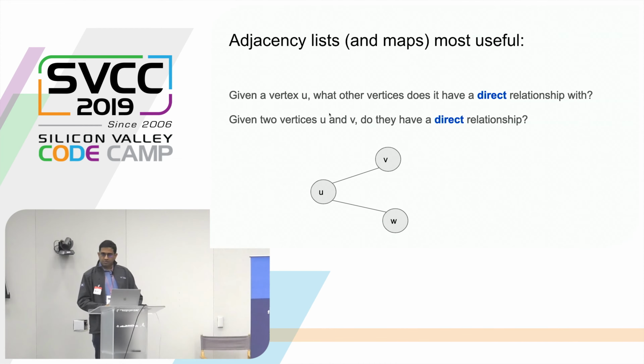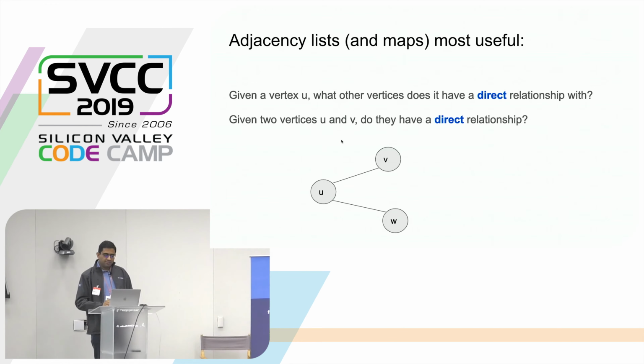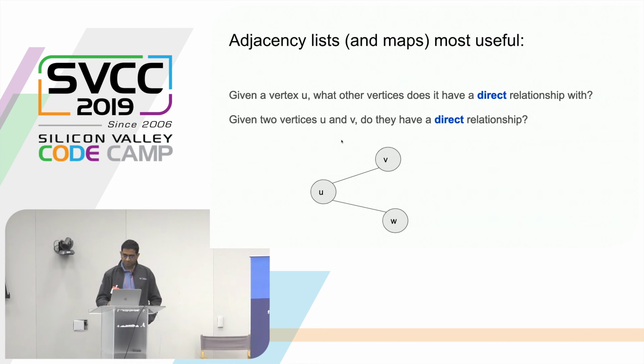These two are the most useful when it comes to graph algorithms. They can help us answer the following two questions very fast. Given a particular vertex u, what are the neighbors of u? What are the direct neighbors? Which vertices does it have a direct relationship with? So in this example here, you can see that the neighbors are v and w. Another question that could be asked in the course of coming up with an algorithm on graphs would be, given two vertices u and v, is there a direct edge linking them? Adjacency maps are extremely useful in answering this question really fast.